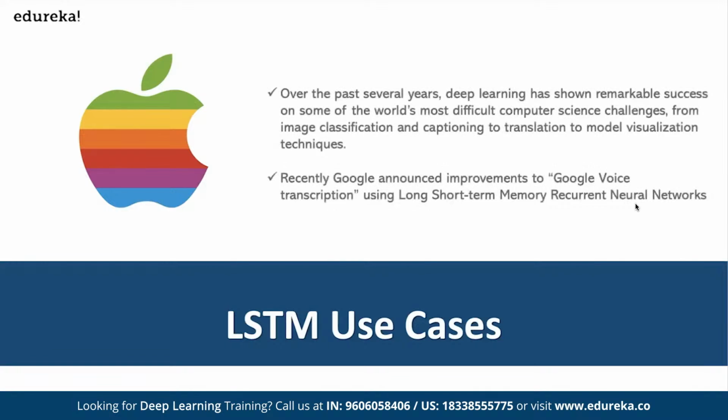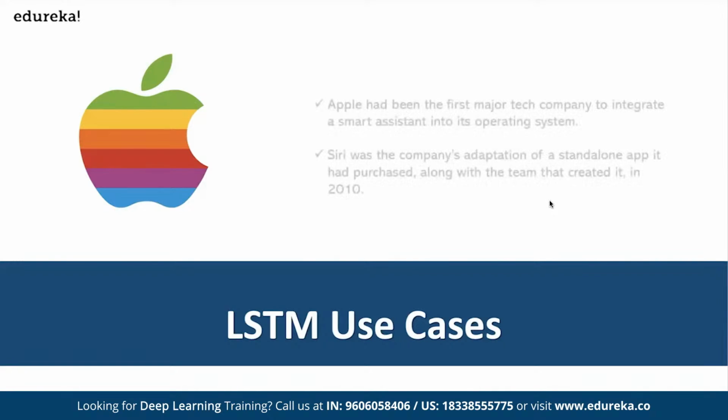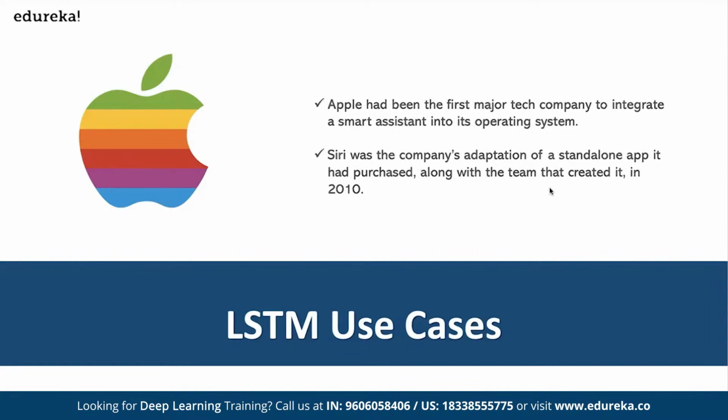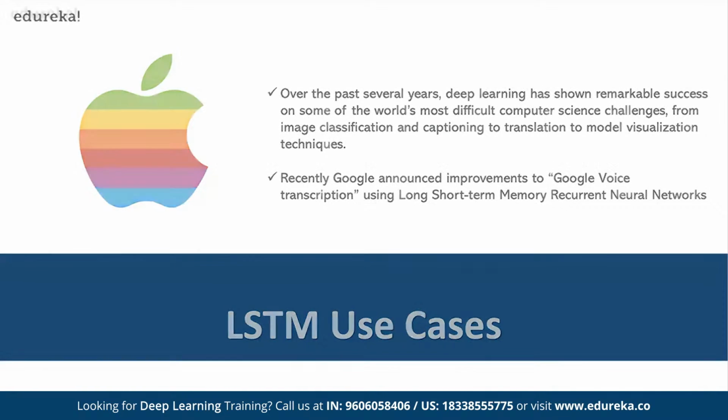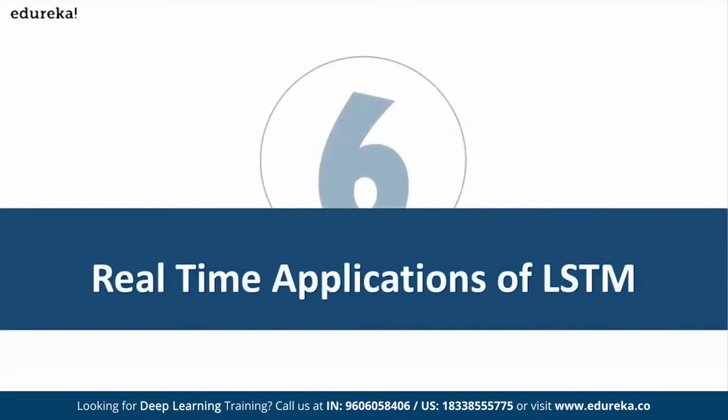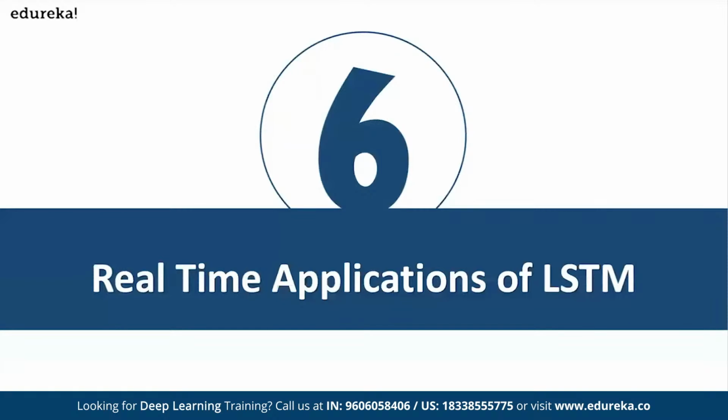Even in Google, the LSTM use cases have been used. So those are all the applications of the LSTM neural network, like Google search, wherever complex text data has to be read and understood. That's where this LSTM neural network is used.